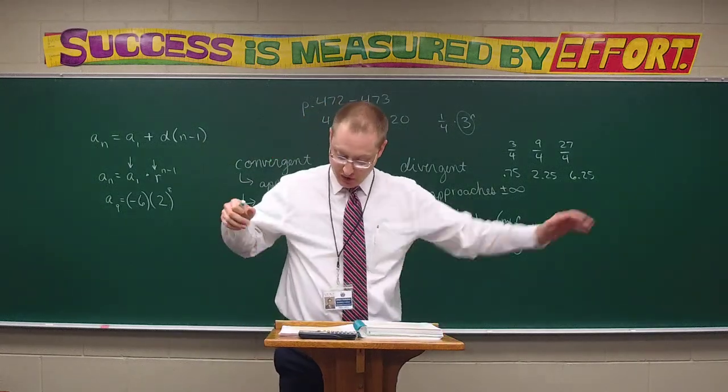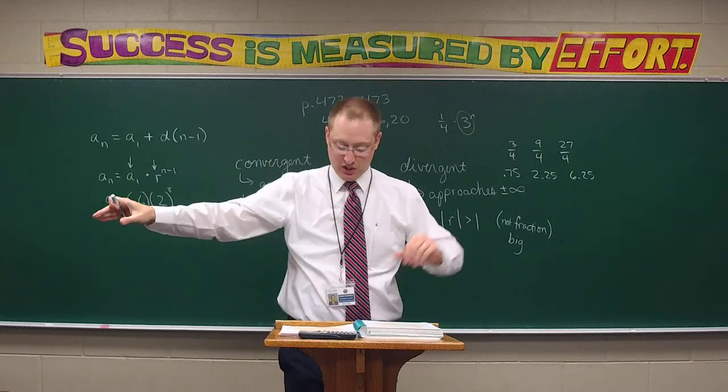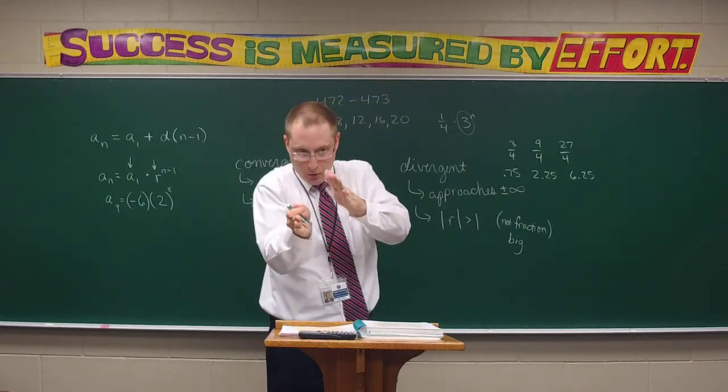Look at the next example, 10.4g. Looking at this, we've got negative 16, from your perspective, negative 16, 8, negative 4, 2, negative 1. What's it approaching, class?